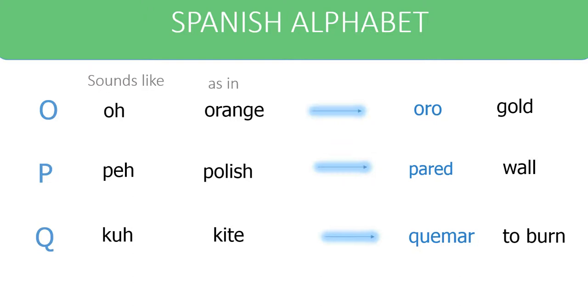So remember the sounds O, P, Q. Okay, let's remember all letters that we have learned so far. A, B, C, D, E, F, G, H, I, J, K, L, M, N, ñ, O, P, Q. One more time. A, B, C, D, E, F, G, H, I, J, K, L, M, N, ñ, O, P, Q.